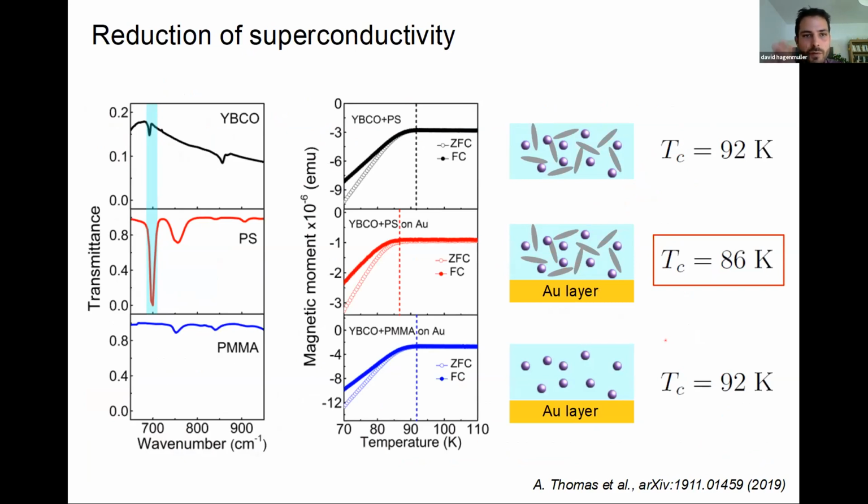So of course, superconductivity is already quite complex and controversial in YBCO, even without cavity. So we don't understand why we observe a reduction of TC in this case. And I will be happy to discuss this with you after the talk. But for now, I would like to move on and show you the simple theoretical model that we have used to understand the cooperative strong coupling mechanism in more detail.